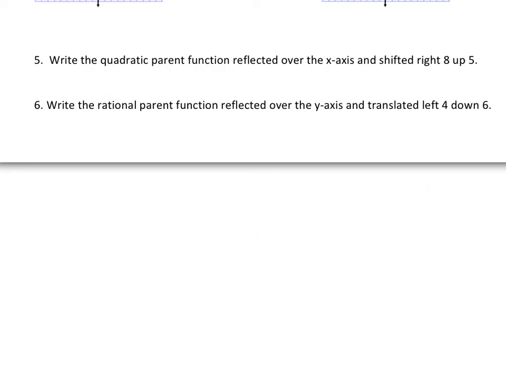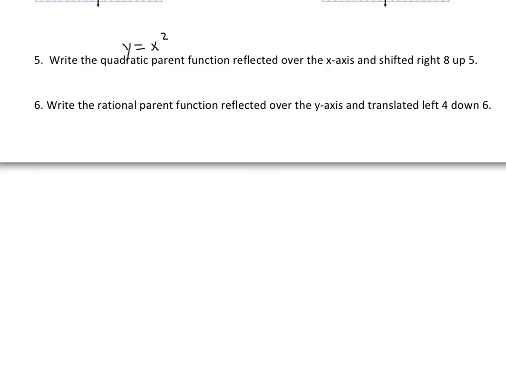Okay, these last few problems are a little less time consuming, but you are going to have to write down an equation. So let me show you how I do this. When it says write the quadratic parent function, I stop there and I go ahead and just write down above that what my quadratic parent function looks like as an equation, which is y equals x squared.